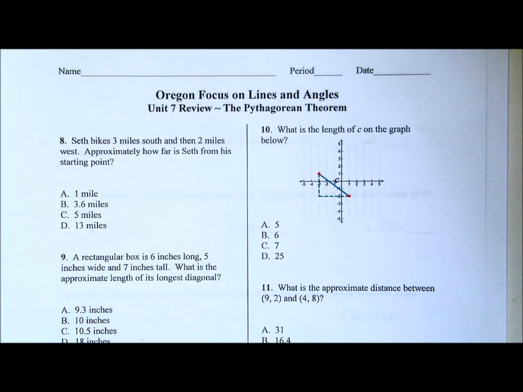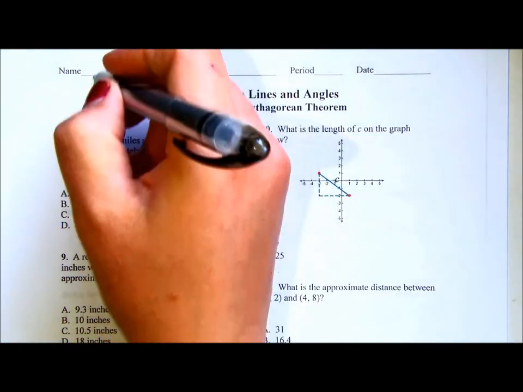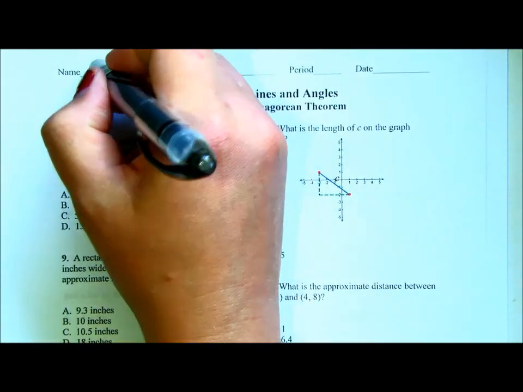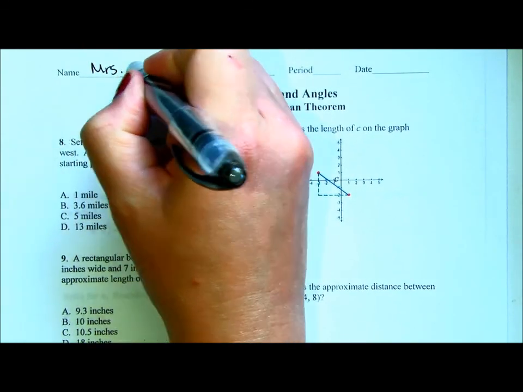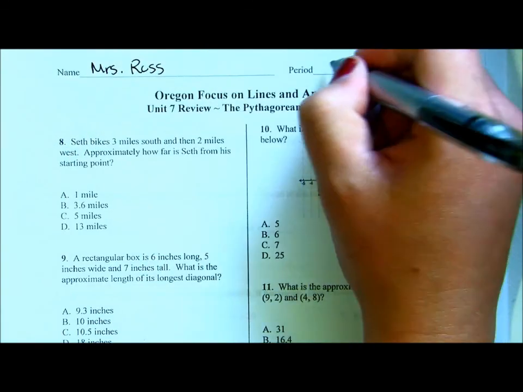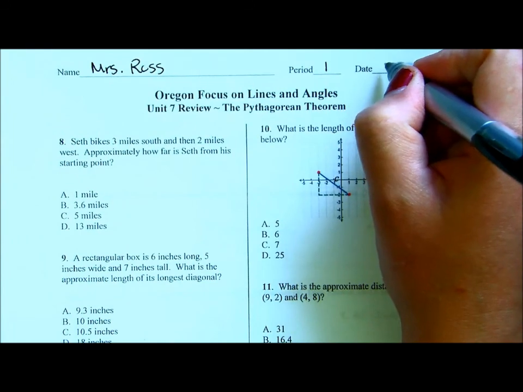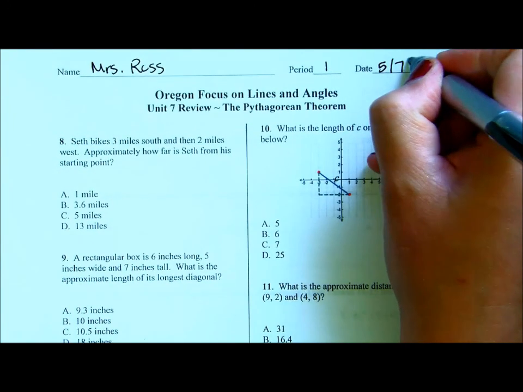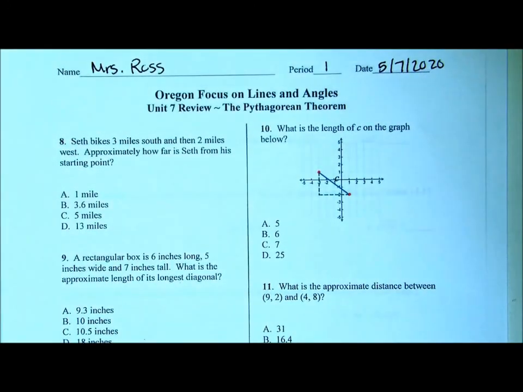All right, everyone, so here we go. I forgot to add my name, period, and date, so please make sure that you do that. I am recording today on May 7th. All right, so here we go.